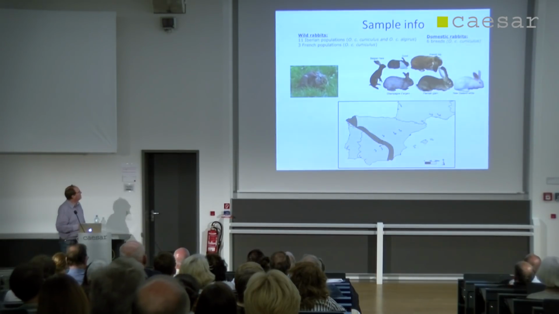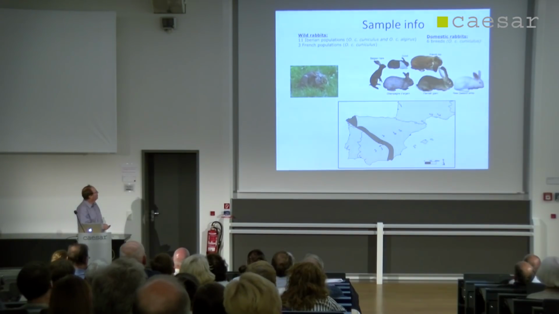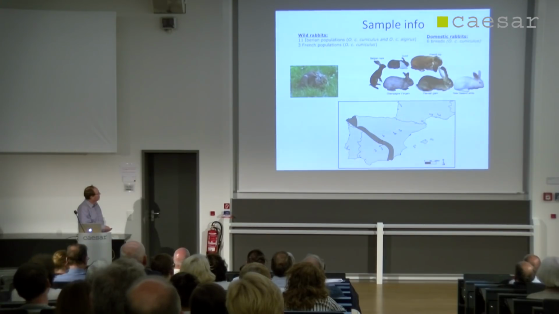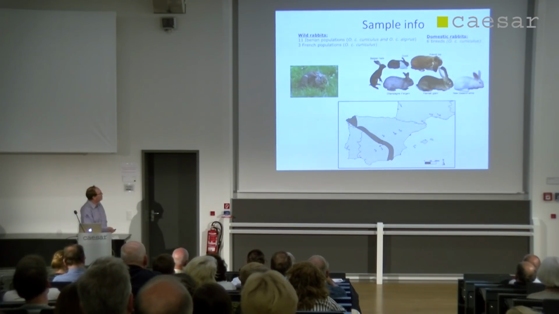So this is what we did. We collected 14 populations of wild rabbits. These are the sample sizes and sample locations where we have collected wild rabbits. In fact, there are two subspecies of rabbits, one down here and one up here. And this is the hybrid zone between the subspecies. So we use this also to study rabbit speciation.